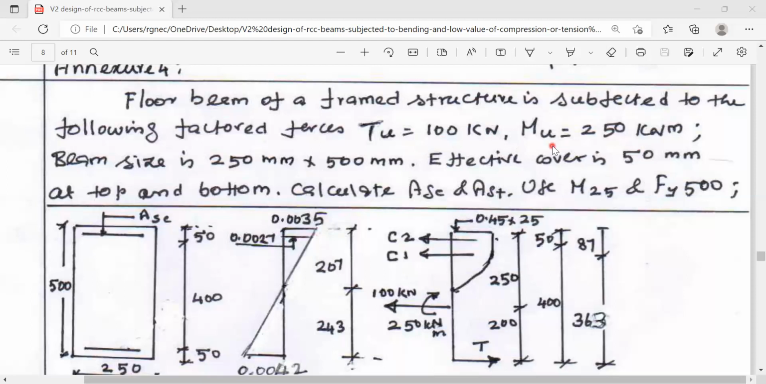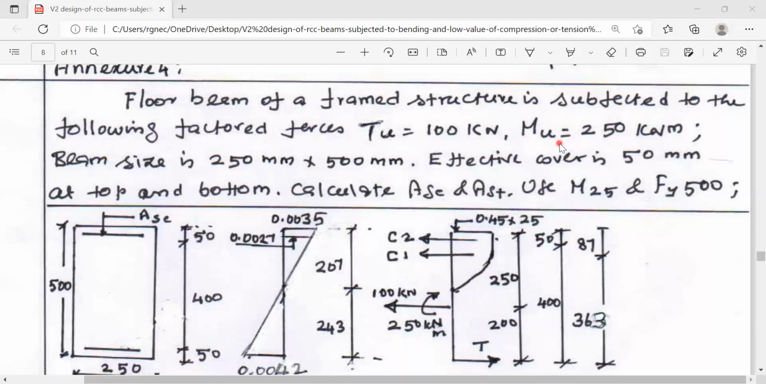Therefore, use of charts given in SP16 for design of members subjected to predominantly bending moment and low value of tension is not okay, because providing equal reinforcement in compression zone and tension zone doesn't make any sense.